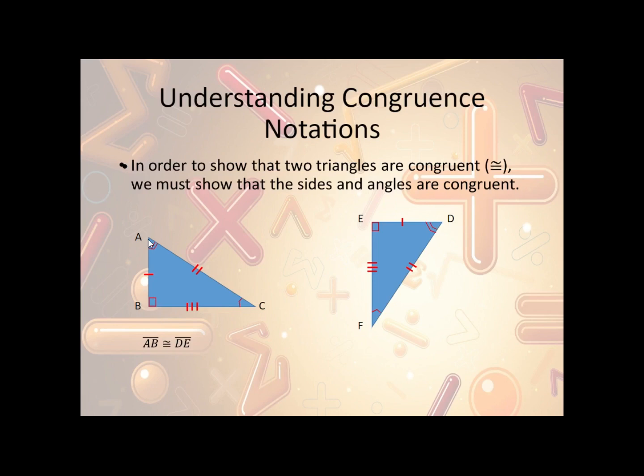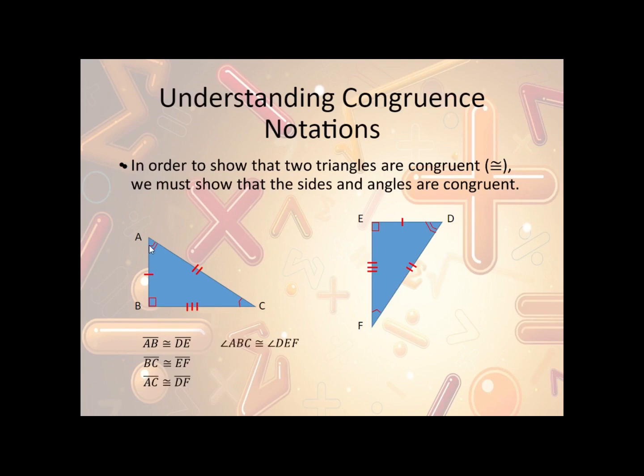So I went from the endpoint with the double arc to the endpoint with the 90-degree angle. So I need to do the same thing here: endpoint with the double arc to the endpoint with the 90-degree angle. So it's AB is congruent to DE. Then we have BC is congruent to EF, and AC is congruent to DF. So those show that all the parts are congruent.